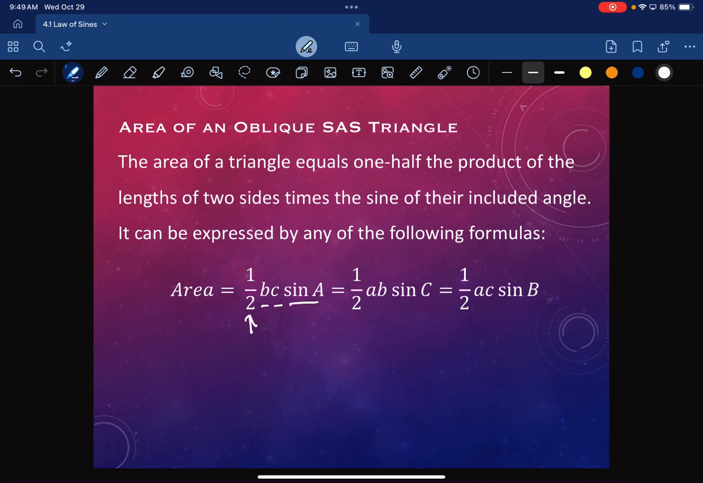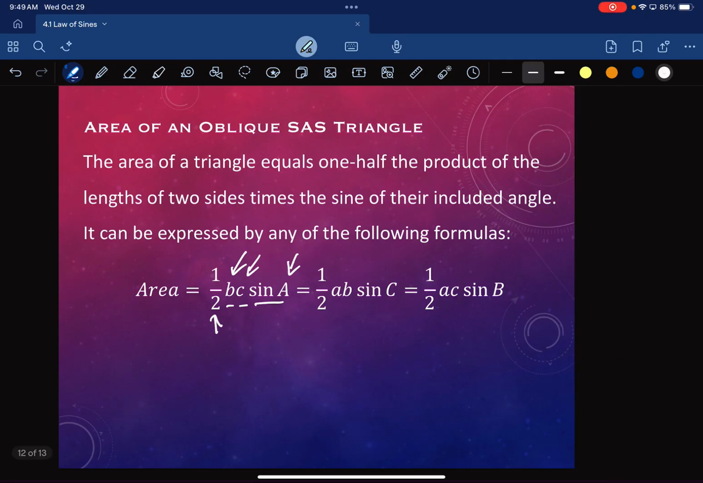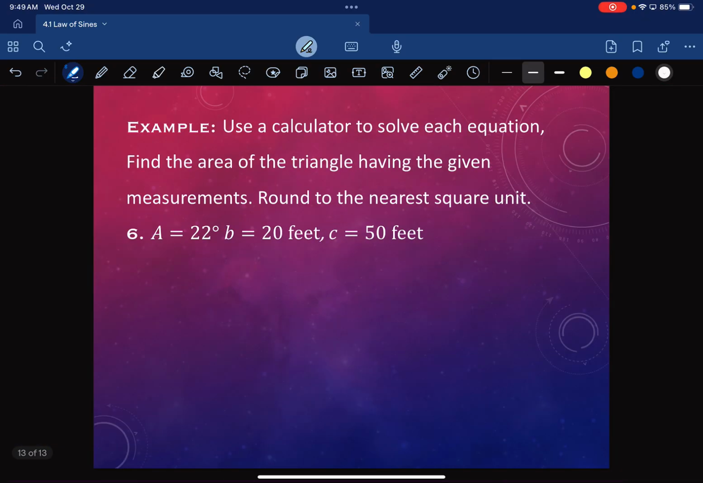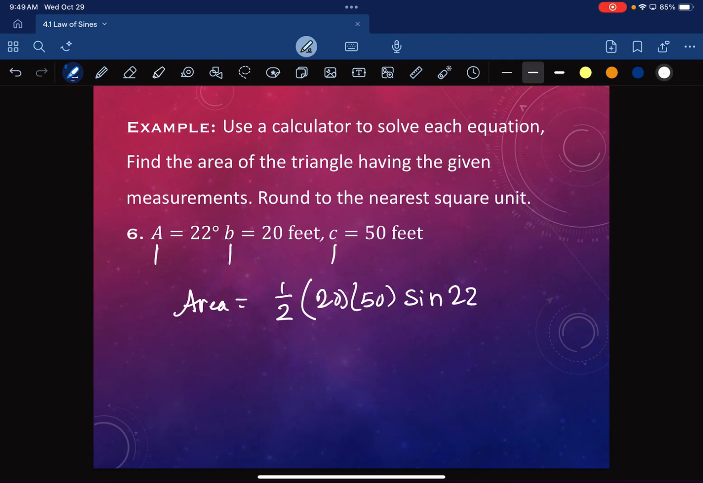So the formula works really nicely. As long as these three things don't match, the formula will hold for the particular triangle we're working with. So when we have something like this show up, notice I have A, B, C, right? 2 sides, 1 angle. So my area is 1/2 times each of the sides, which are 20 and 50, times the sine of the angle, and I'm given 22.